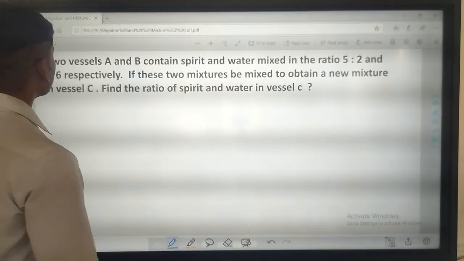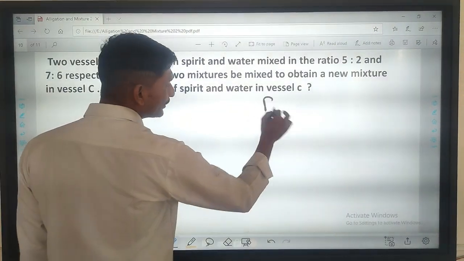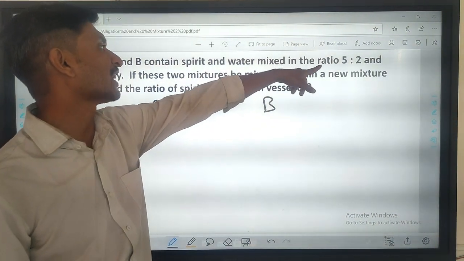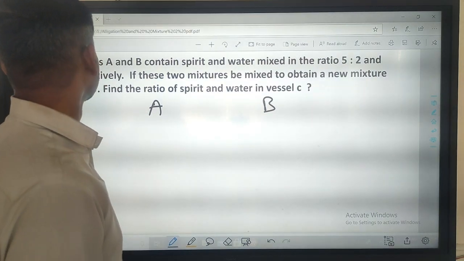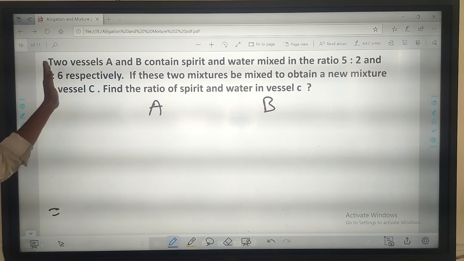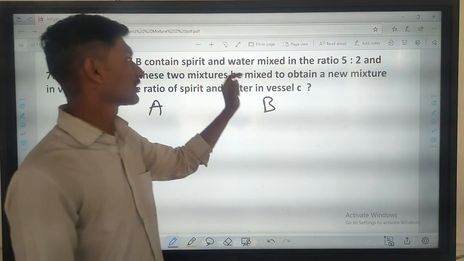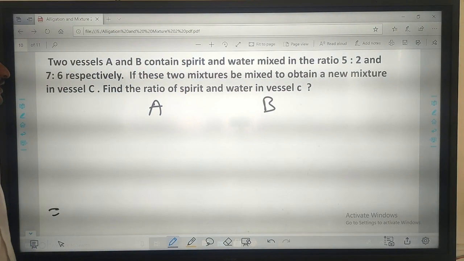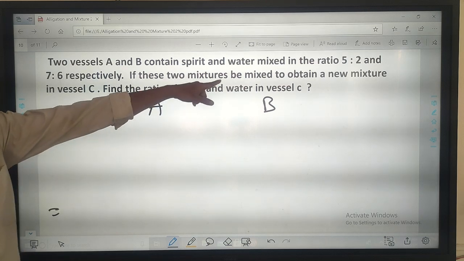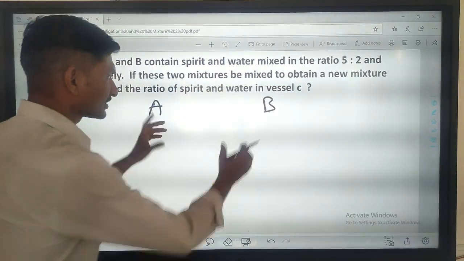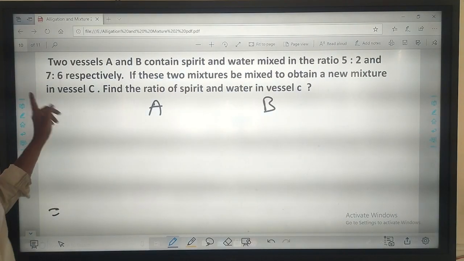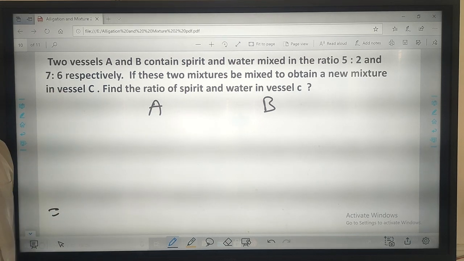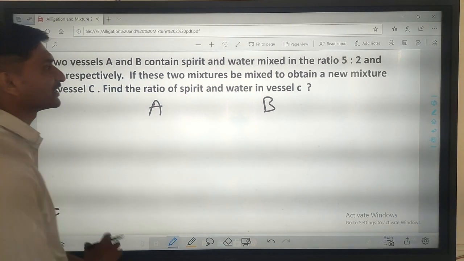Here two vessels are given, vessel A and vessel B. They contain spirit and water mixed in the ratio 5:2 and 7:6 respectively. These two mixtures are mixed to obtain a new mixture in vessel C. Then find the ratio of spirit and water in vessel C.